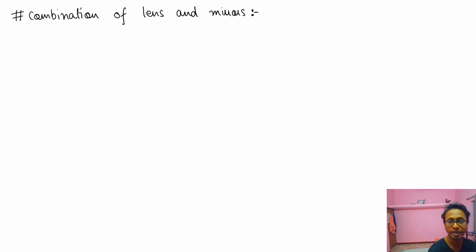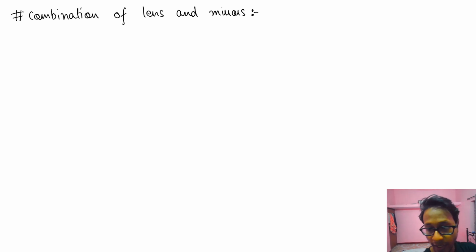What we are going to study next is combination of lenses and mirrors. So whenever I'm combining any lenses or mirrors, the first thing you must note is, see, while deriving the lens maker formula, recall that I said the image from the first acts as an object for the second.